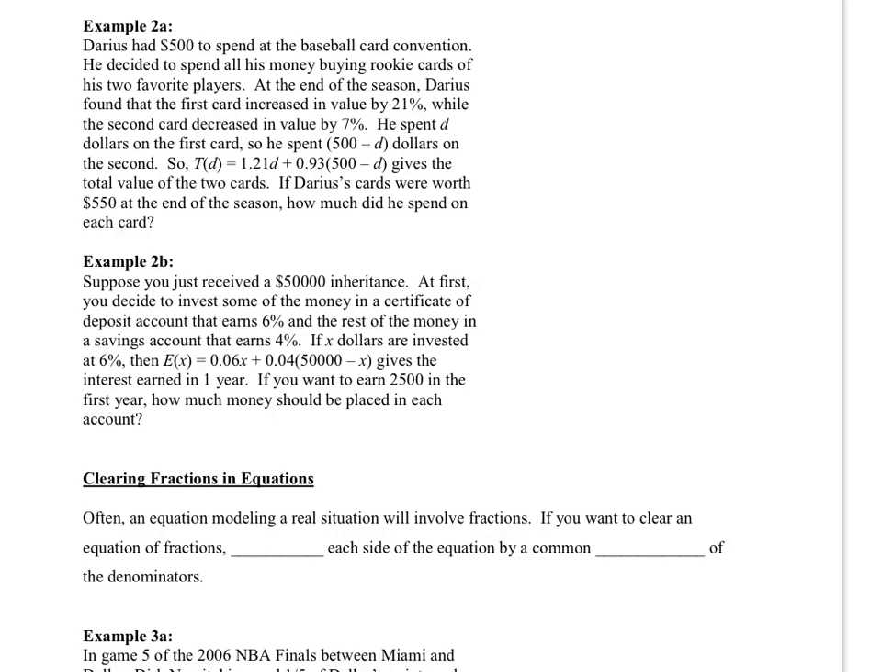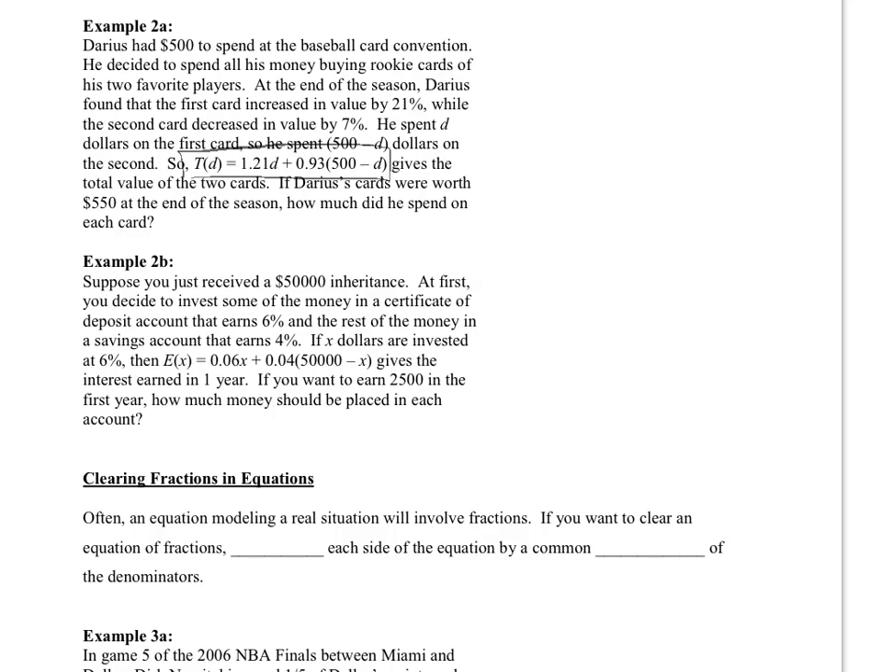He spent D dollars on the first card, so he spent 500 minus D dollars on the second. So T of D equals 1.21 D plus 0.93 times (500 minus D) inside the parentheses gives the total value of the two cards. So there is the equation that we're going to use. If Darius' cards were worth $550 at the end of the season, how much did he spend on each card?